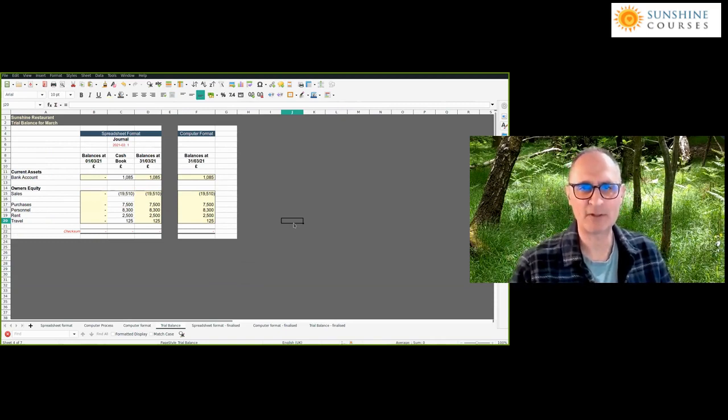If you've got your accounts correct, it actually doesn't matter whether you use the spreadsheet format or the computer format to create accounts. You always get the same figures. Occasionally, the spreadsheet format is easier to use. It's actually a bit easier to see what's going on with a spreadsheet format. But with the computer format, it's much quicker. And if you've got larger numbers of transactions, the computer format is often a lot quicker to do. Okay.